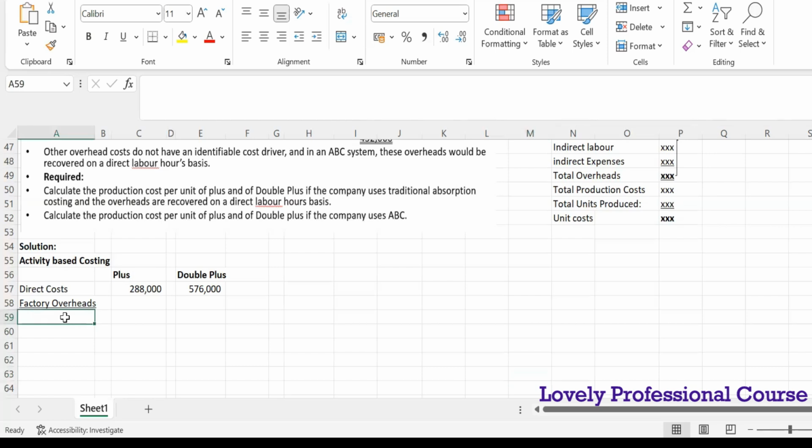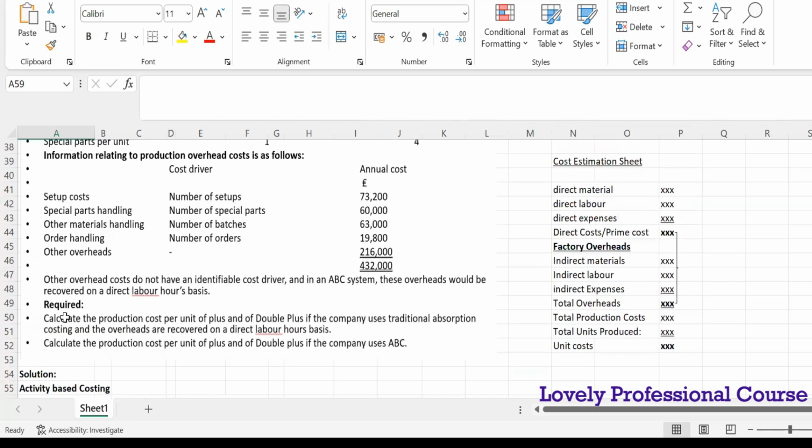Now here on factory overhead, we're going to account for it using activity-based costing, because we're correcting the question using activity-based costing. Now let me apply my activity-based costing. Step number 1, if you remember, is to determine the cost per activity. Step number 2, you do allocation.